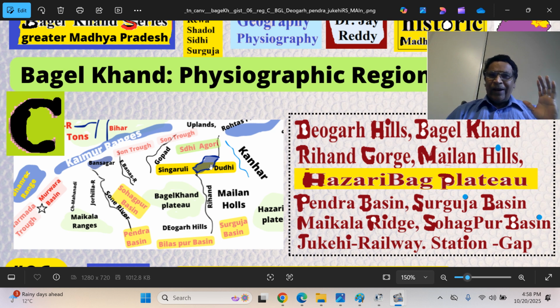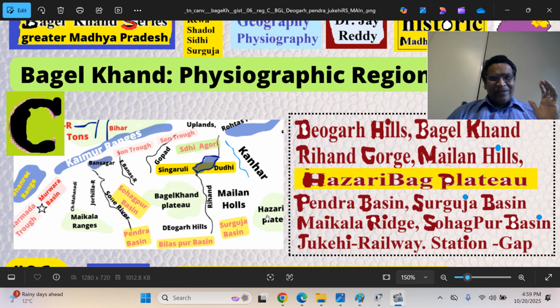This is the Rihand Dam and the Rihand Basin and Gorge. East is the Mailan Hills. East of Rihand is the Mailan Hills. West is the Baghelkhand Plateau. East of Rihand River is also Mailan Hills. Further south is the Hazaribagh Plateau, historic Hazaribagh district, Palamu district or Garhwa region now.